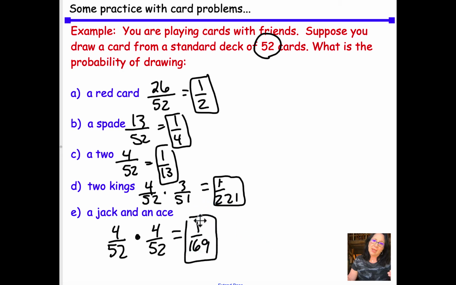So I think for me, when you're doing these, you do need to know, am I replacing the card or am I not replacing the card? Because, for example, with the 2 kings, in this case, I kept the card for this problem, and here I replaced the card. So each one is going to give me a different outcome, because if I had not kept this card and I plugged it back in, I would still have 52 cards to choose from.